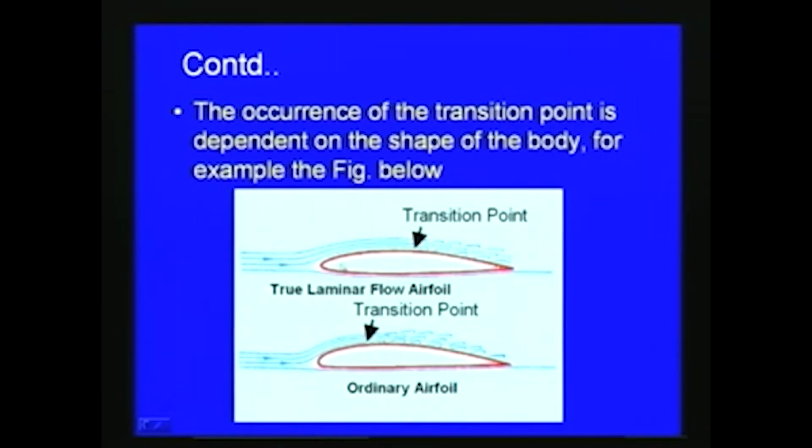So here you can see that the true laminar flow, this is called true laminar flow airfoil. So you can see that laminar flow is up to this point. But in this case you can see the airfoil, ordinary airfoil, here you can see the size is larger. So you can see that the transition point is much ahead of the transition point in the case of laminar flow airfoil. So here the transition point is here, but in the case of ordinary airfoil like this, when the shape changes, you can see that the change from laminar to turbulent takes place much earlier, and this is the transition point.